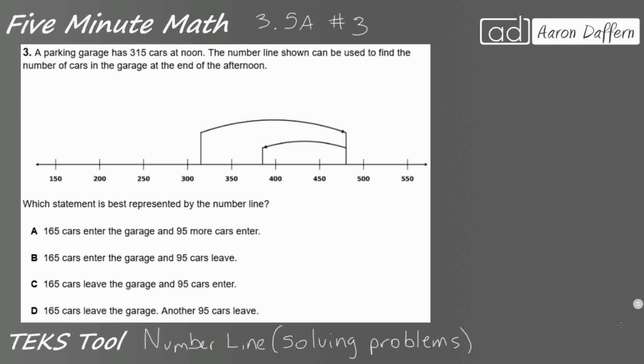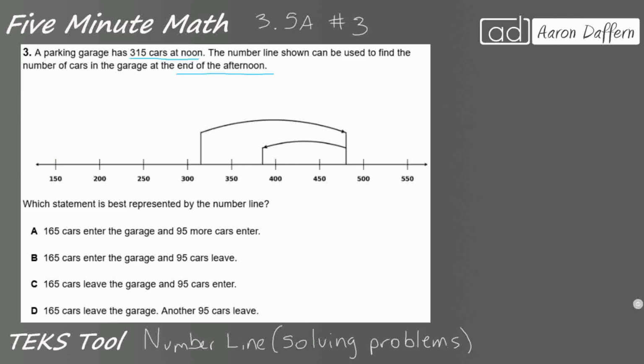So we have a parking garage and it has 315 cars at noon, and then we need to use a number line to figure out how many cars are in the garage at the end of the afternoon. So we have a starting number, we have a number line that shows us some directions, and then we could use that to figure out how much it ended up with at the end of the day. So our starting number is 315. So let's go ahead and place that on our number line.